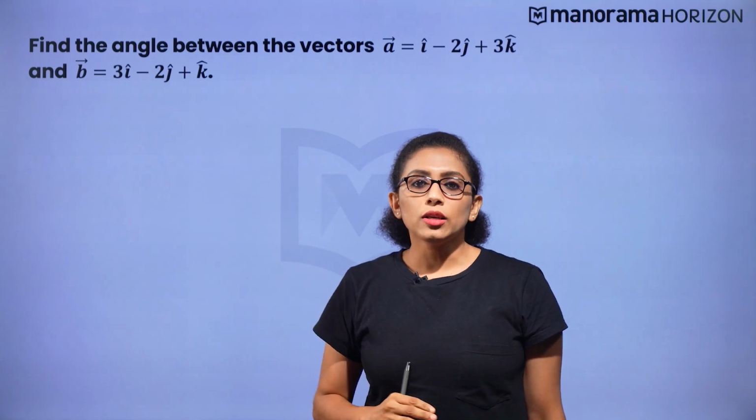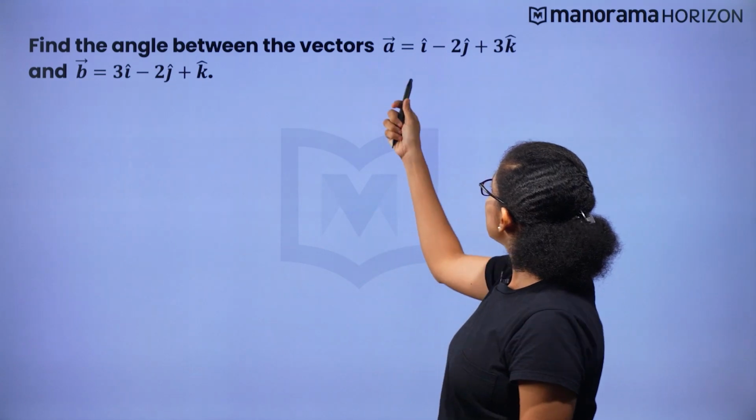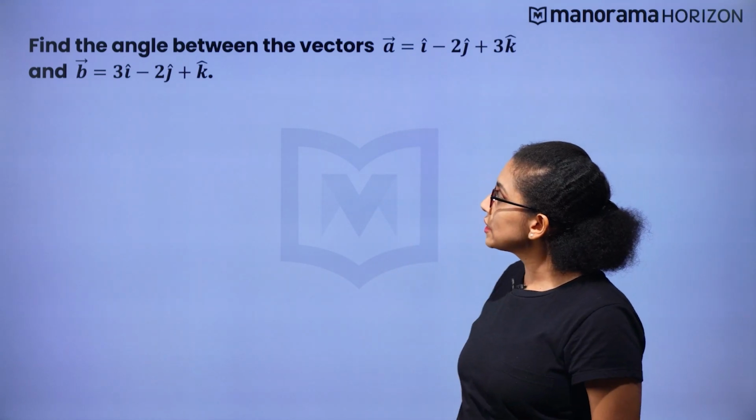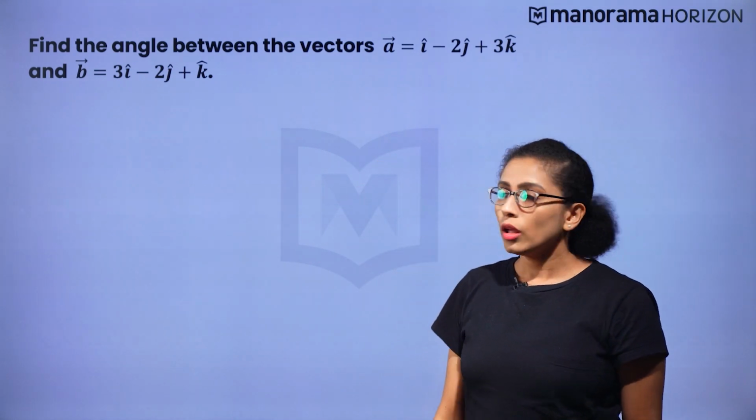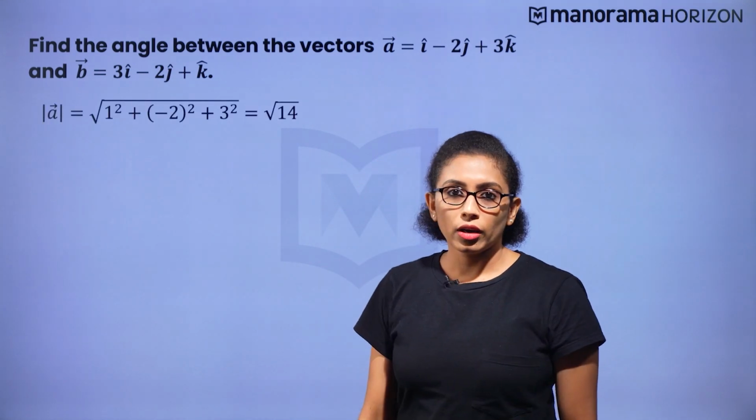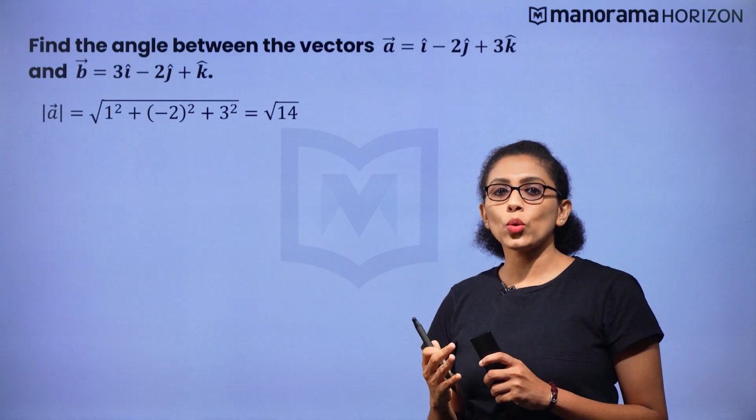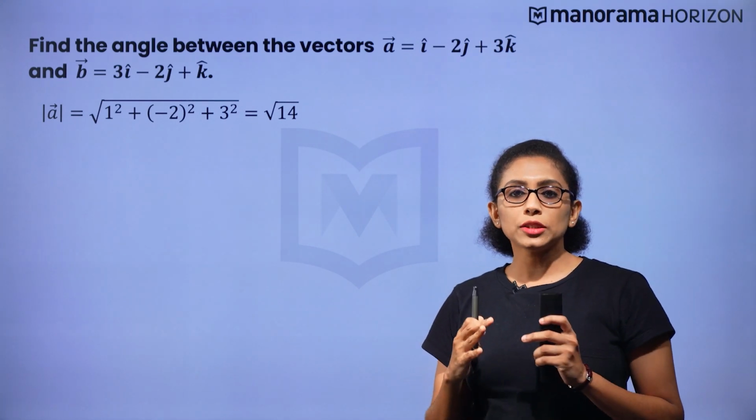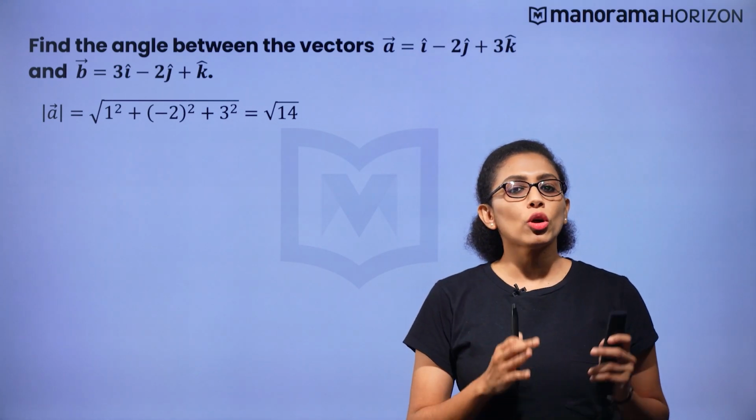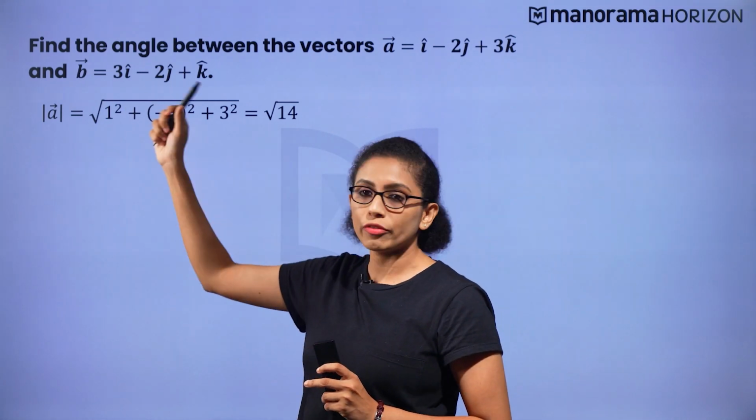You can see here, find the angle between the vectors A equal to i minus 2j plus 3k and B equal to 3i minus 2j plus k. Here the two vectors are given, so we have to find the angle. We know the equation: cos theta is equal to vector A dot vector B by the product of the magnitudes of vector A and vector B. So, first we have to find the magnitude of both vector A and vector B.